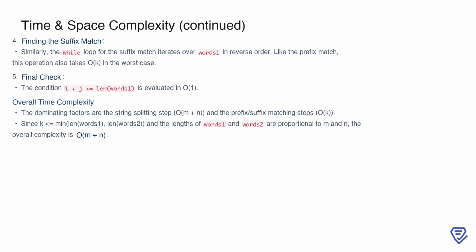Combining these steps, the overall time complexity is determined by the dominating terms, which are the string splitting steps, O(m plus n), and the prefix and suffix matching, O(k). Since k is at most the length of the shorter sentence and the lengths of the word lists are proportional to m and n, the overall time complexity simplifies to O(m plus n).